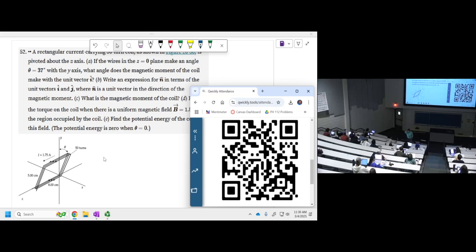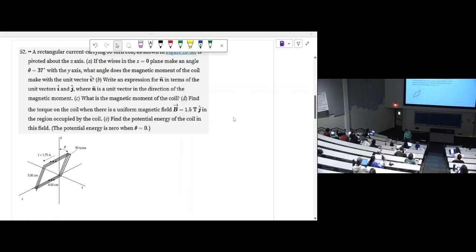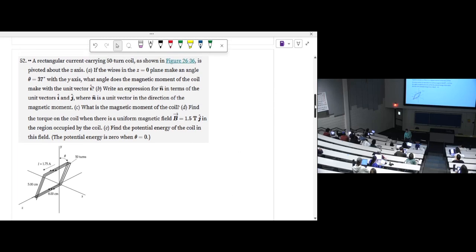And finally, what is the torque on the coil when it is in a magnetic field B that is equal to 1.5 Tesla pointed in j hat in the region occupied by the coil. Find the potential energy of the coil in this field. So the first thing that I want to figure out is, what angle does the magnetic moment of the coil make with the unit vector i hat? Does anybody want to take a stab as to what that value should come out to be?